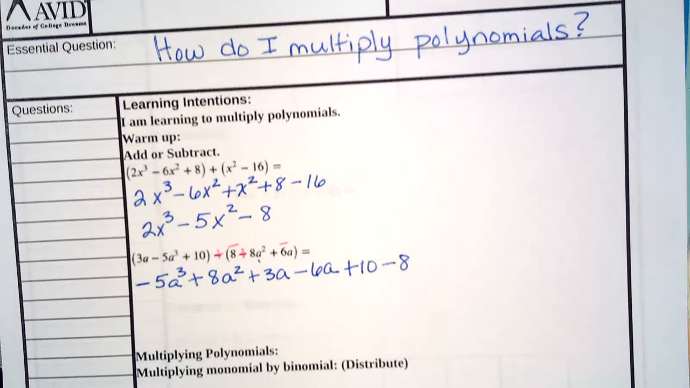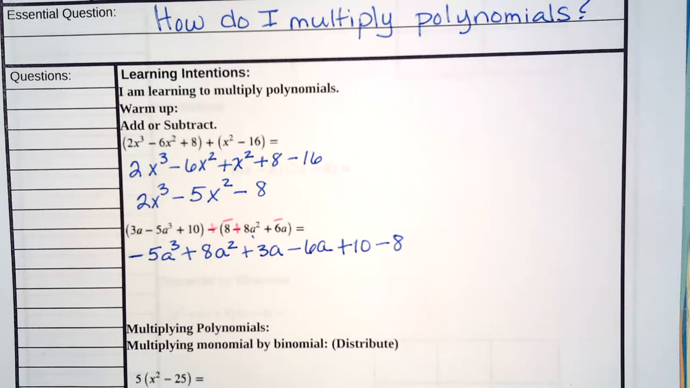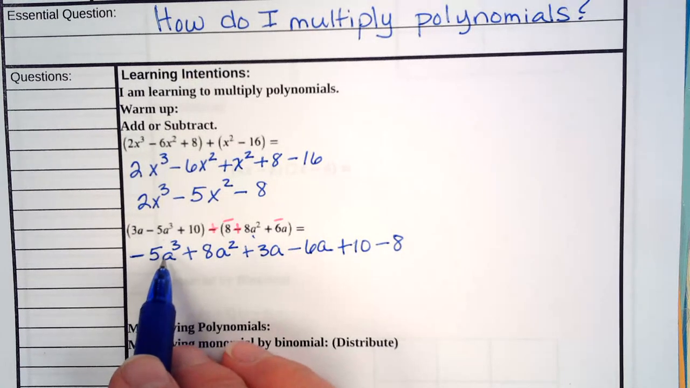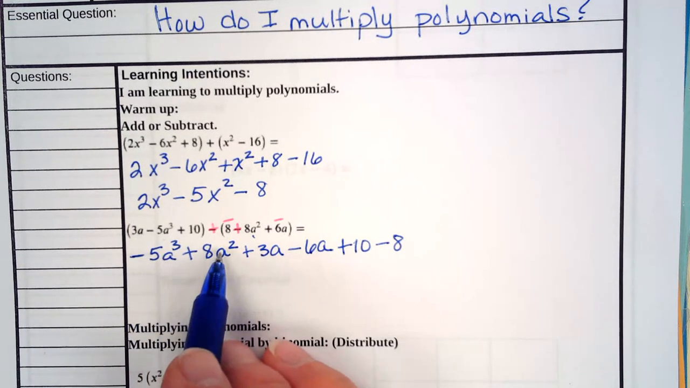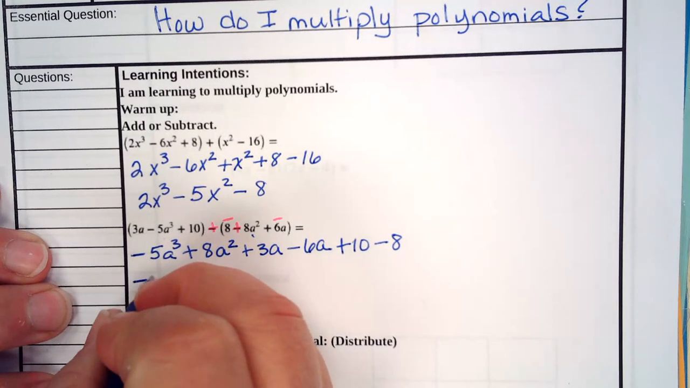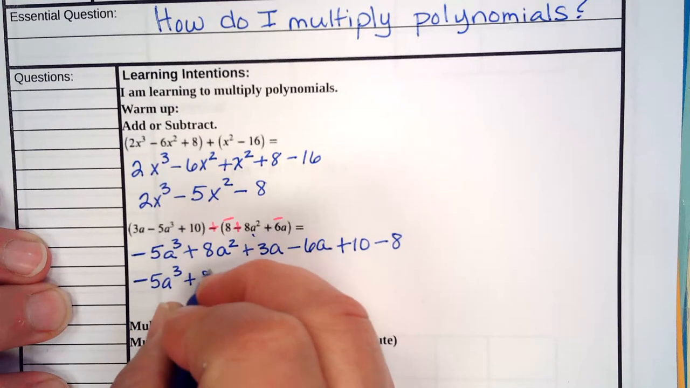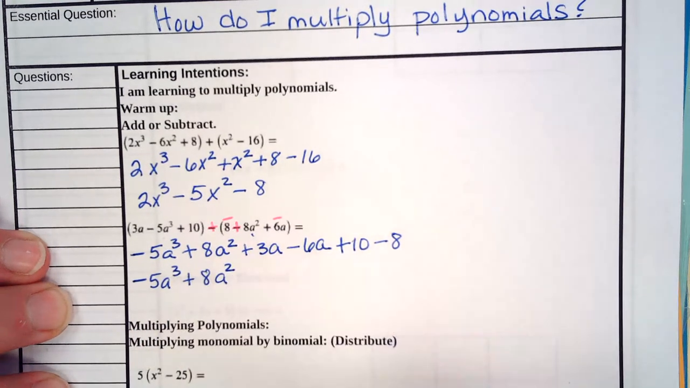Now we're ready to simplify by using their coefficients. I don't have but one a to the third and one a to the second term, so I can just rewrite those. 5a to the third plus 8a squared.